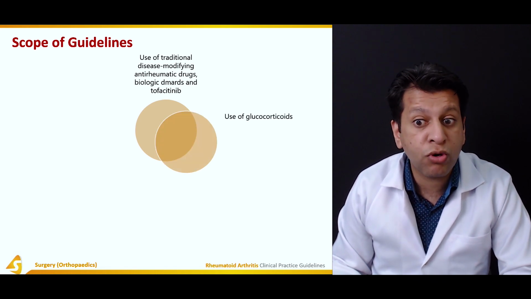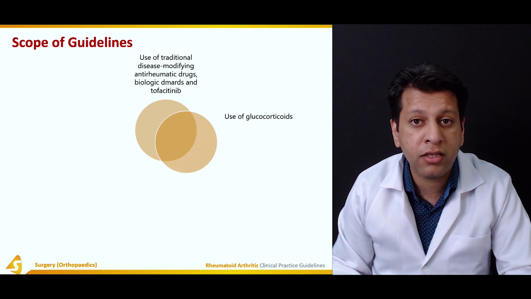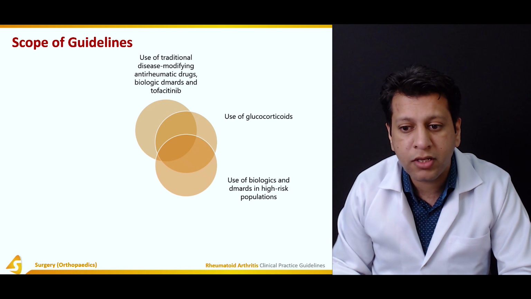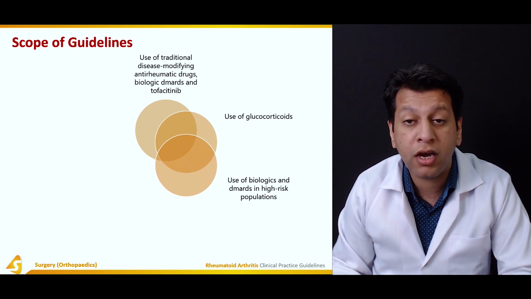Then the use of glucocorticoids: what is the rationale behind them, how much they should be utilized, and when they should be tapered off. Then the use of biologics and DMARDs in high risk populations.